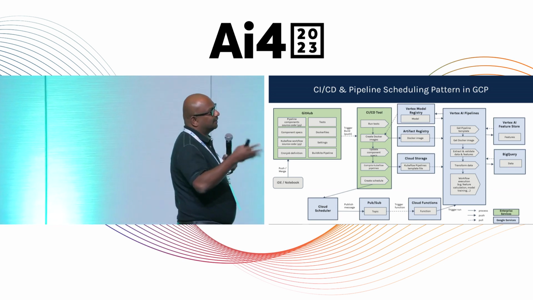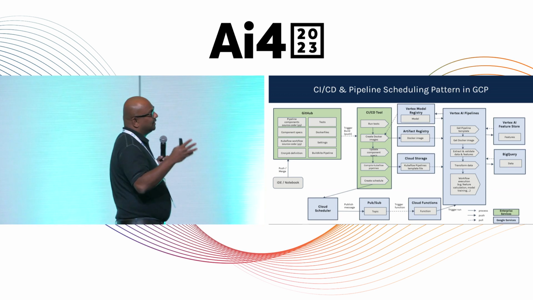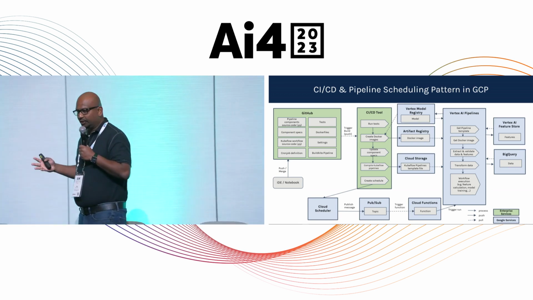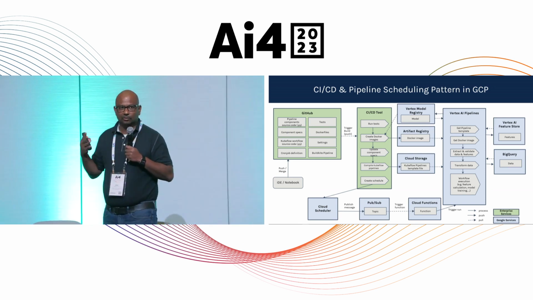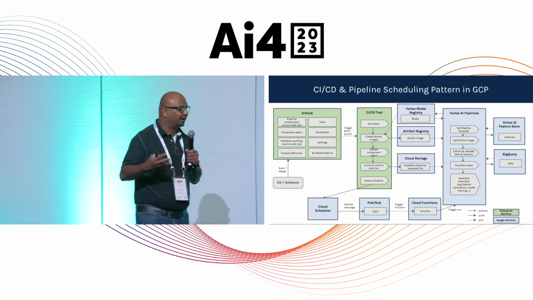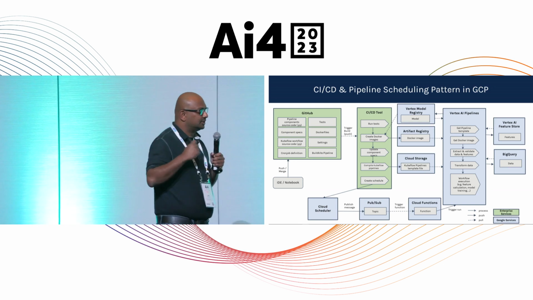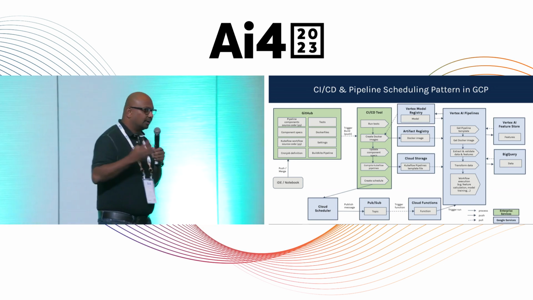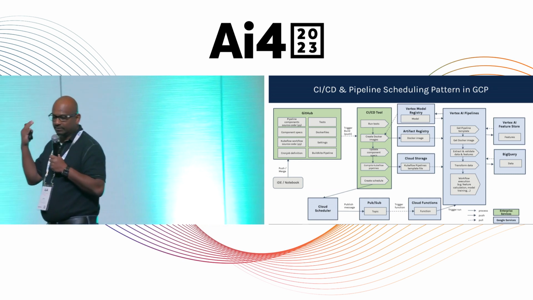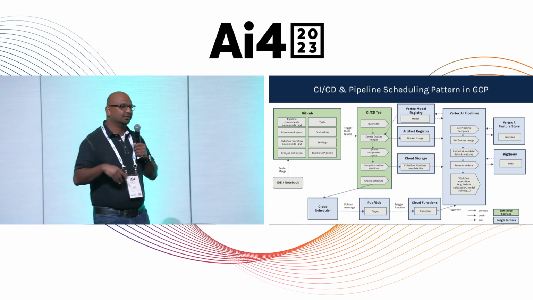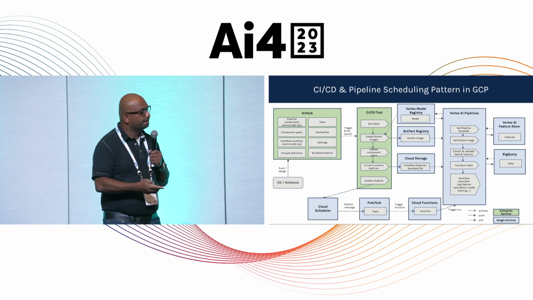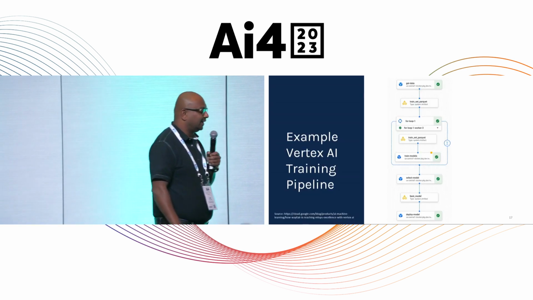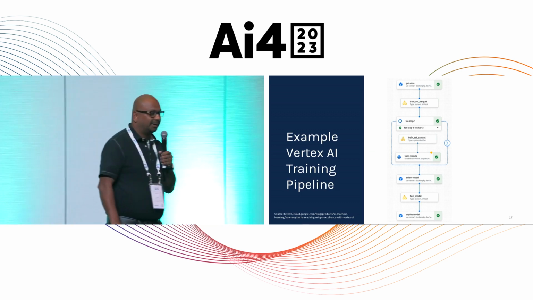You have a GitHub. Everybody knows GitHub, then the CI/CD tool. In the CI/CD tool, this is where you run your tests. You compile your Kubeflow pipelines. In Google Cloud, Vertex AI is the ML platform. It is mostly serverless. You create your Kubeflow pipelines through the CI/CD pipeline, and then you schedule it to run. And this is an example of a Vertex AI training pipeline.